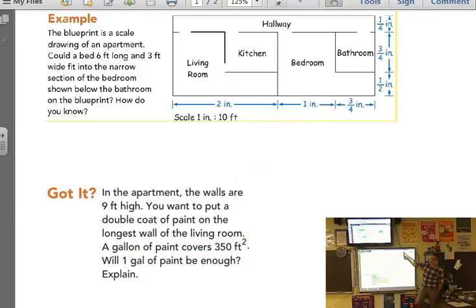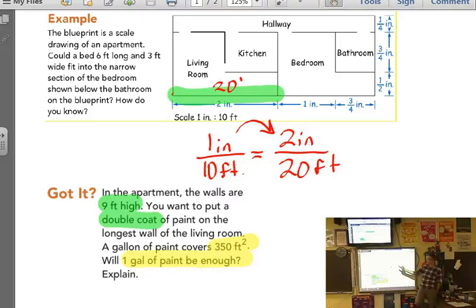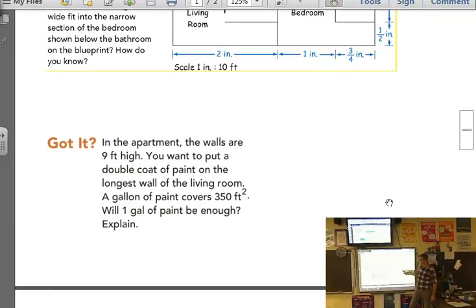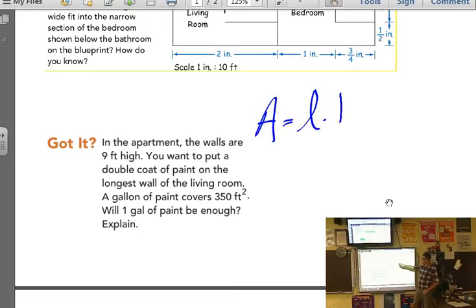So then we gotta find the area. We now know how long it is, but we need to find the area. Xavier, how do we find area? Multiply what? The length times the width. So guys, don't get hung up on what we call these things. Length, width, height, width. It doesn't really matter. Here, we have how long is the wall and how tall it is. So I'm just going to say length and height.